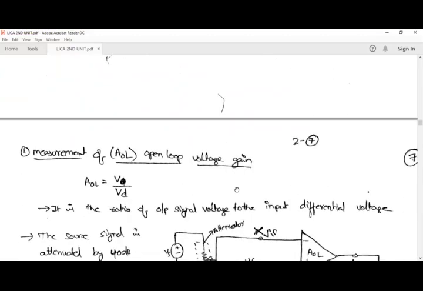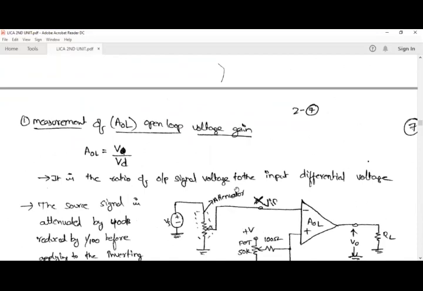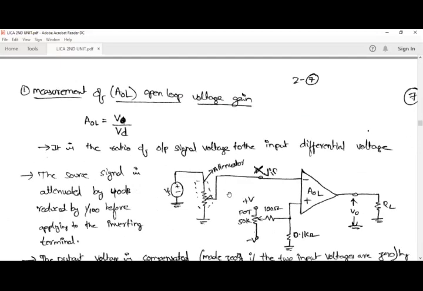And next, we are going to measure the parameter that is open loop voltage gain. As we have studied in the last classes, the open loop voltage gain is the ratio of output voltage to the differential voltage. You can observe that our open loop voltage gain is equal to Vo by Vd. Vd is the differential voltage, the difference between the two input voltages, V1 minus V2. So AOL is equal to Vo by Vd, the ratio of the output voltage to the input differential voltage.